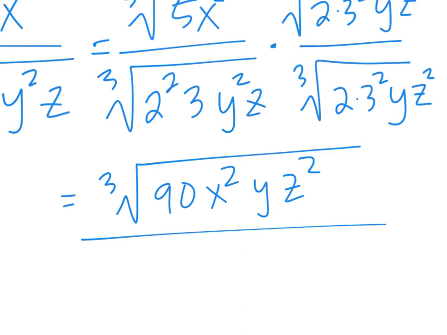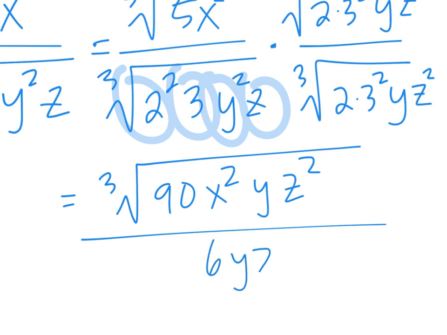6yz. Okay, how is it 6yz? 2 came out, 3 came out, y came out, z came out. Right? You want 3 of a kind. They do all just each have 3 of a kind. So 2 times 3 is 6. So 6yz. Last thing. Do I need absolute value? No. Why not? Yeah, index is odd.